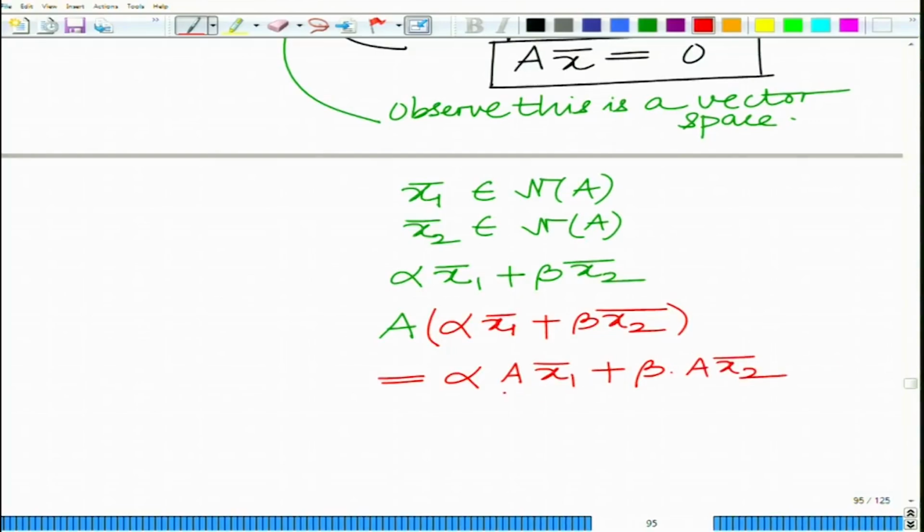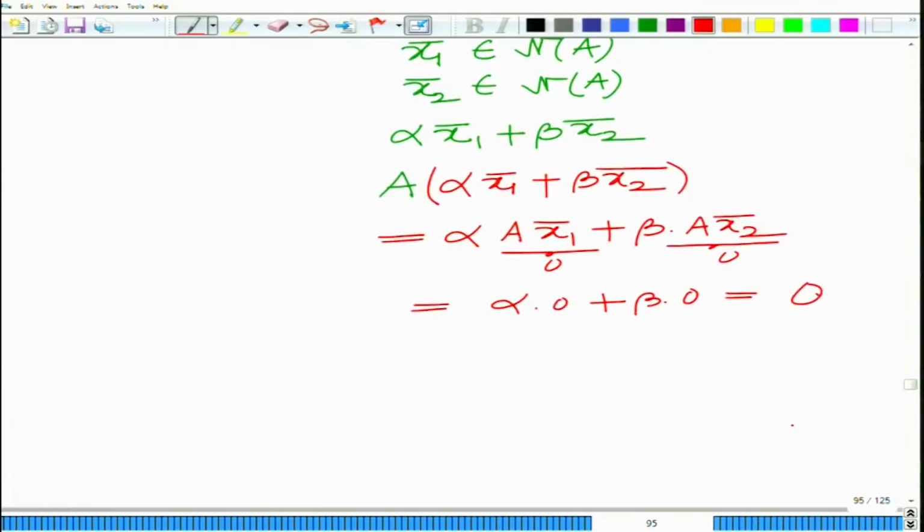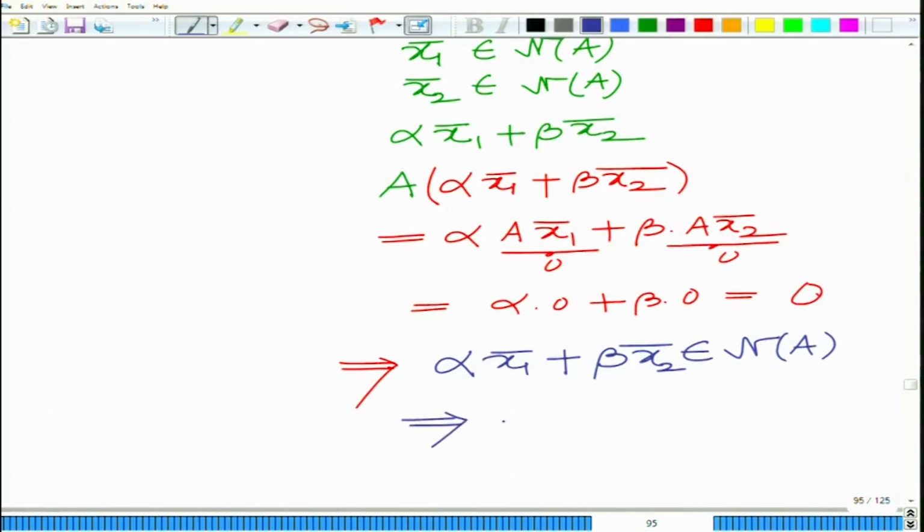But remember, x1 bar and x2 bar are both elements of the null space. So, A x1 bar and A x2 bar are 0, which means this is alpha times 0 plus beta times 0, which is 0, and this implies that alpha x1 bar plus beta x2 bar also belongs to the null space of A, which means that the null space of A indeed is a vector space. What is the definition of a vector space? If x1 bar belongs to the vector space, x2 bar belongs to the vector space, then any linear combination of these vectors must also belong to that set, that is known as a space or a subspace, a vector space or a vector subspace. Okay.